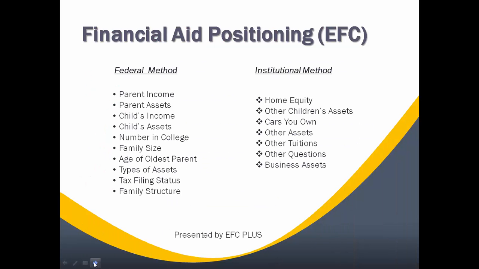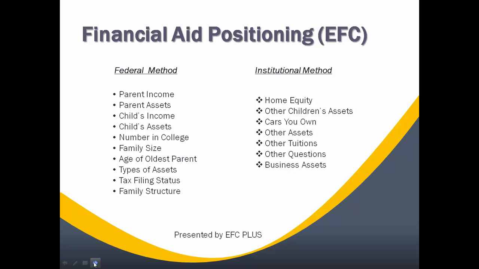Just a quick note on the differences between the federal methodology and the institutional methodology. As I said, it's 4 quadrants. The number of students in school will have an impact, your family size, age of the oldest parent, type of assets, tax filing status, and your family structure. All will have an impact on the federal methodology. The 3 biggest misconceptions on the federal methodology are the 3 things not included: family-owned business, retirement accounts, and your home equity are the 3 major things that are not included on the federal methodology. On the institutional methodology, that will vary school to school.